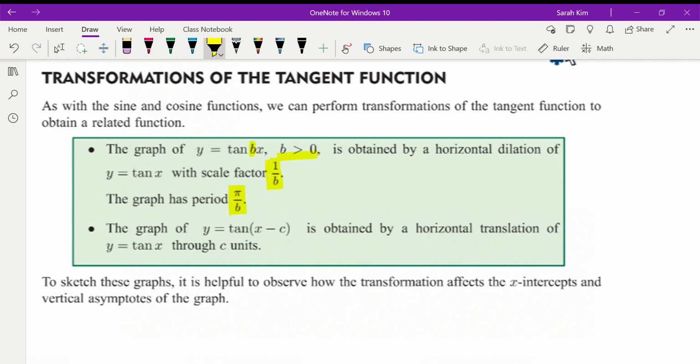Another point, a graph of y equals tan x take c. If it's x take c, it is a horizontal translation of c units. So just notice that minus c turns into a plus c. So for the horizontal translation, if it's a minus, it's a plus c units. If it's a plus, it'll be a minus c units, etc.